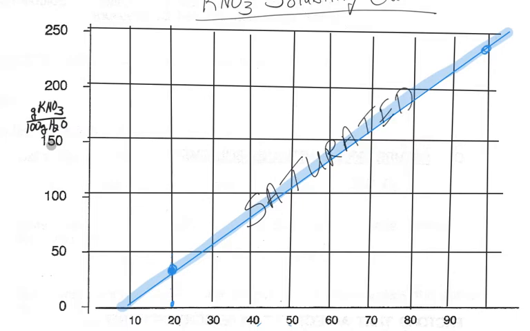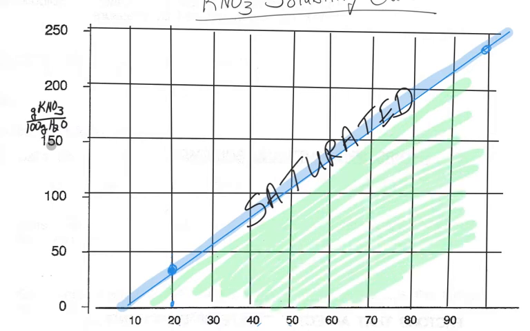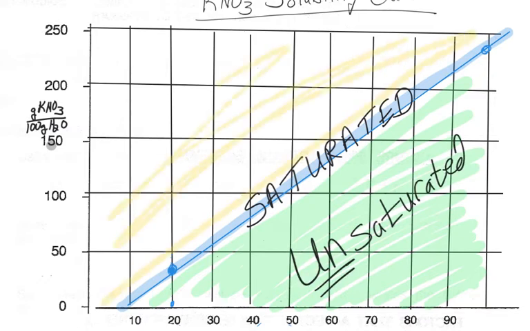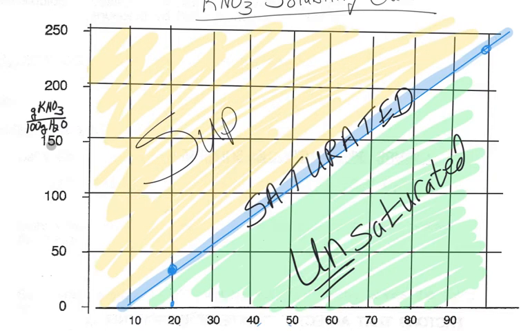What kind of solution is it? Well, that depends on whether it lies above or below the line of saturation. If it's below the line of saturation, that means it has less than the maximum amount that can dissolve at that temperature, and it is unsaturated. On the other hand, if it has more than the maximum, which we see above the line, we will find that that solution is supersaturated.